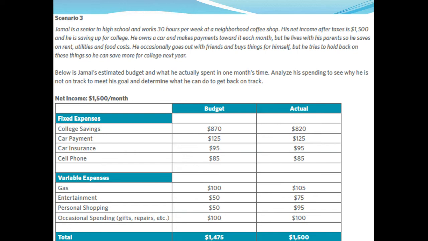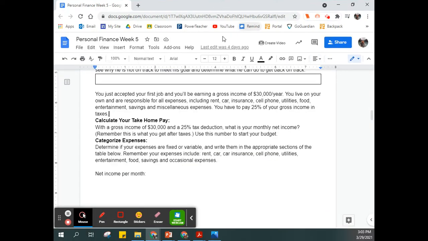Okay. So all right. In your notes, we've got this part right here. You just accepted your first job, and you'll be earning a gross income of $30,000 per year. You live on your own and are responsible for all expenses, including rent, car, insurance, cell phone, utilities, food, entertainment, savings, and miscellaneous expenses. You have to pay 25% of your gross income in taxes. So with a gross income of $30,000 and a 25% tax deduction, what is your monthly net income? Remember, this is what you get after taxes. This is the number you will use for your budget.